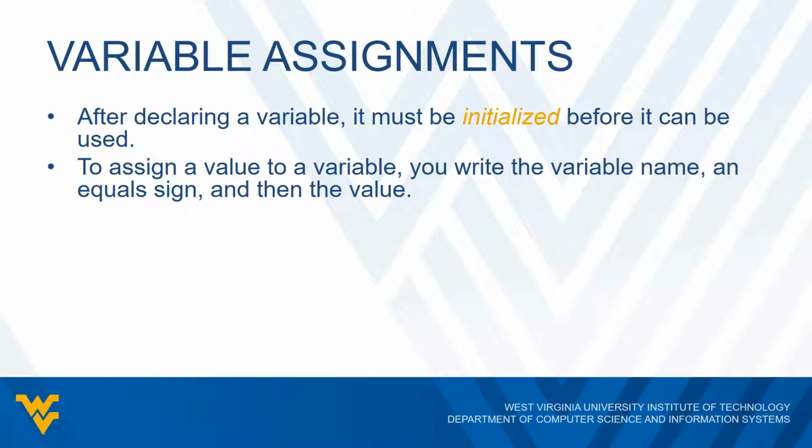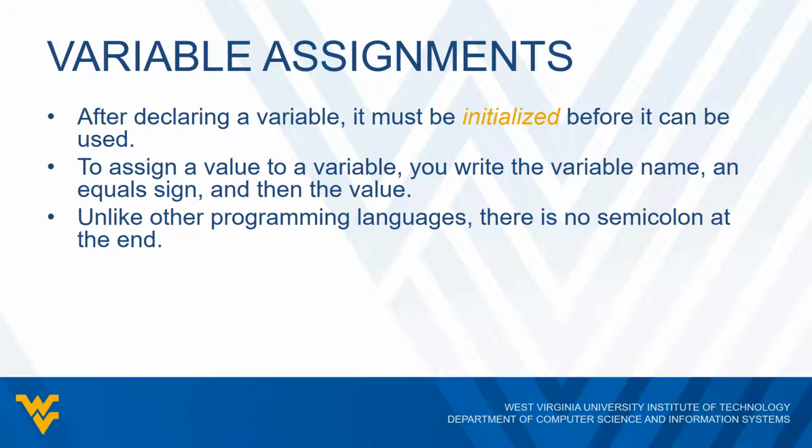Notice I didn't say something afterwards. That was intentional. Unlike other programming languages, we don't have semicolons. In Visual Basic, there are no semicolons at the ends of any lines. So when I say name, an equal sign, and a value, I mean name, equal sign, value, no semicolon. Let me give you a couple of examples just to make sure we're clear on this.